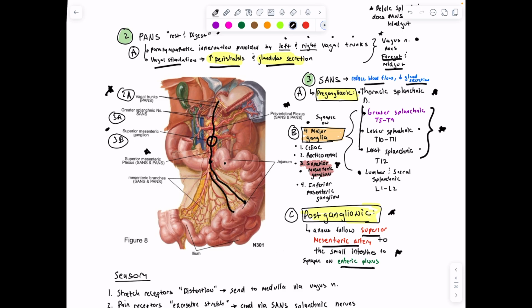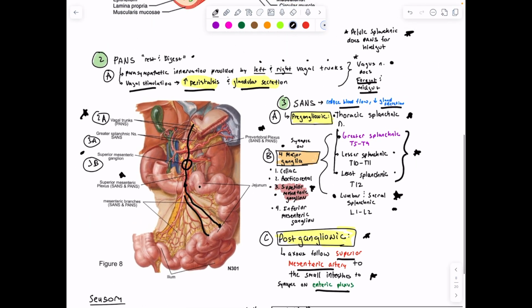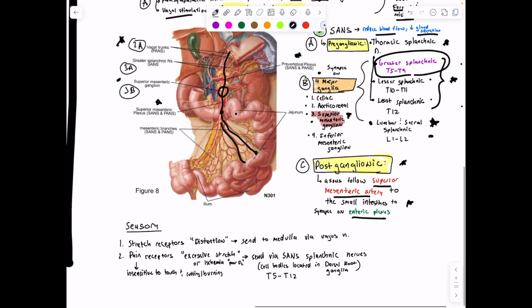Okay, we also have the lumbar and sacral splanchnic preganglionic neurons for lower down overall for the sympathetic nervous system. But as we're dealing here with the small intestines, ileum, and the jejunum, we're concerned with greater, lesser, and least, but mostly greater overall. Okay, so postganglionic follows the superior mesenteric artery branches.